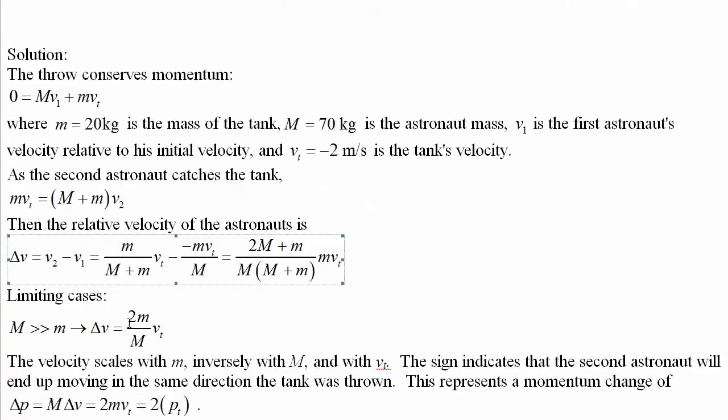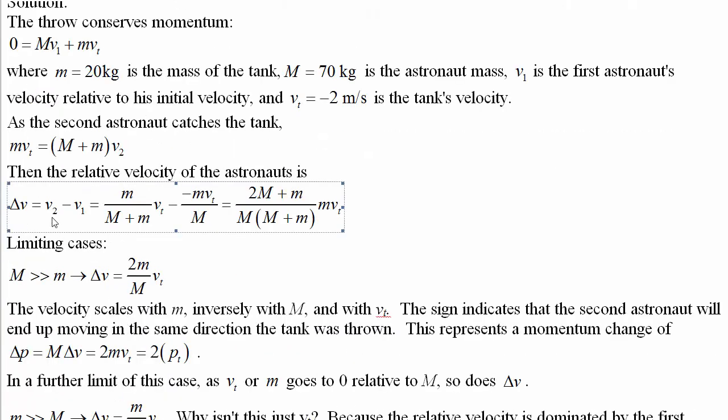So we're asked to find the difference in velocity, v2 minus v1. Substituting in what we found, we can work out this equation: 2 times the astronaut mass plus tank mass over astronaut mass times the sum of the astronaut and tank mass, times the tank mass, times the velocity of the tank. Okay, that's an equation right there.